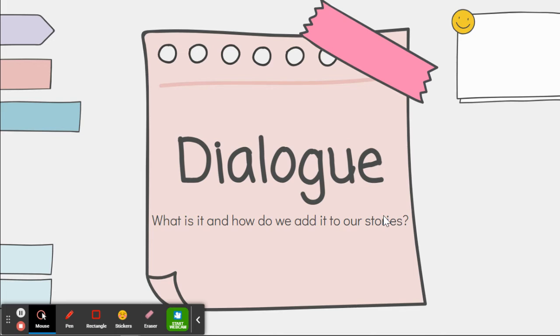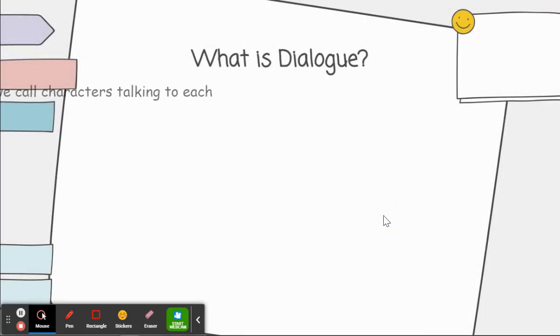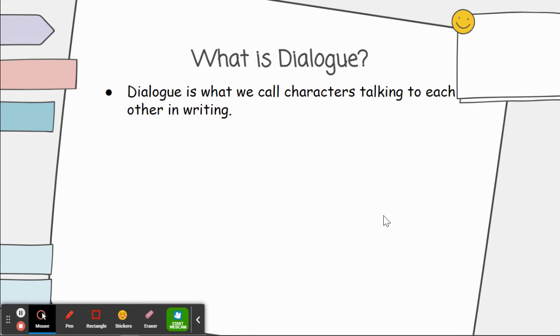However, if you're reading a novel, it's a long story. The narrator is the dominant voice in that story, and they will be explaining and talking most of the time. There might be a significant amount of dialogue, but it's not going to be all dialogue. So what is dialogue? Dialogue is what we call characters talking to each other in writing. That is what dialogue is called.